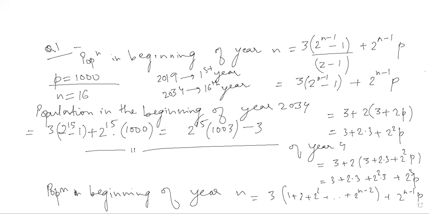year 2034. And so if we look at this question, we get option C as the correct answer. So you can see here 1003 into 2 raised to 15 minus 3. So option C is the correct answer in this question. So I hope this solution answered your query. Okay. So I'll just clear this solution and let's move on to the next question now.